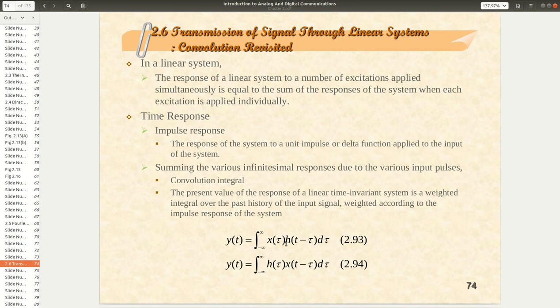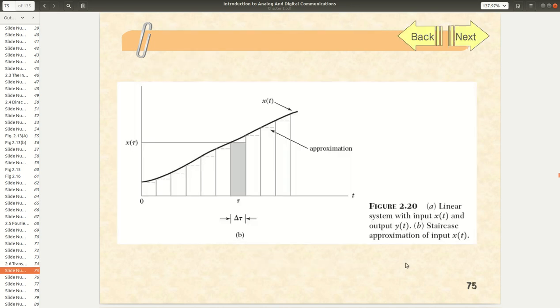This response is convolved with the input to this medium or channel. We name it the channel here. So what is happening is a convolution. This is the convolution equation. You shift every time, multiply, and at the end you take the summation. So it is a weighted integration of all the history of the input signal, or the history of the channel. So this is the convolution.